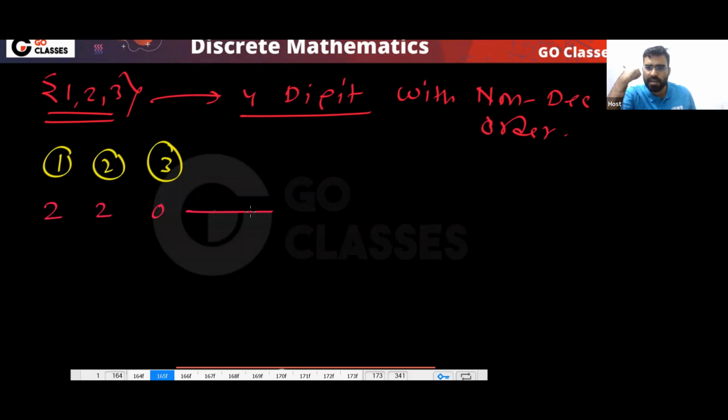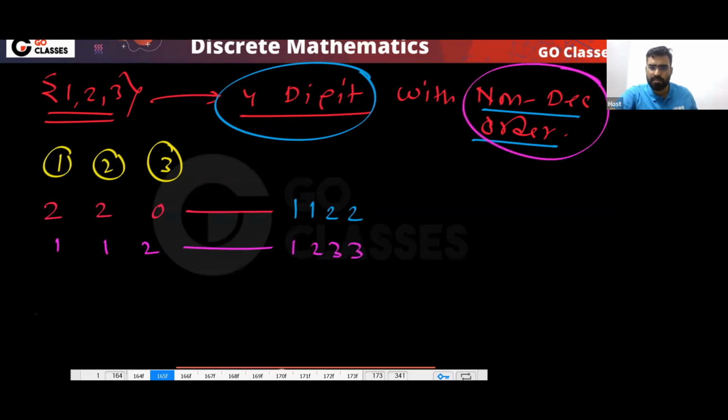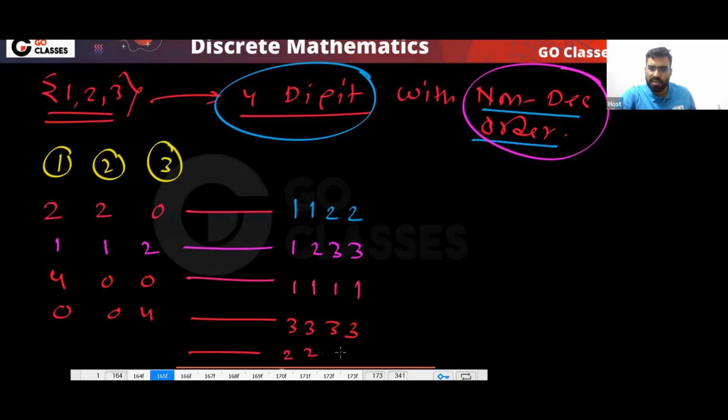Yes, you will get a unique number. A four-digit number with non-decreasing order, you will get a unique number. If I give you this, will you get a unique number? Yes. And if I give you a number, what is the corresponding combination? 400. If I give you this number, the corresponding combination is 004. If I give you this number, the corresponding combination is 022.